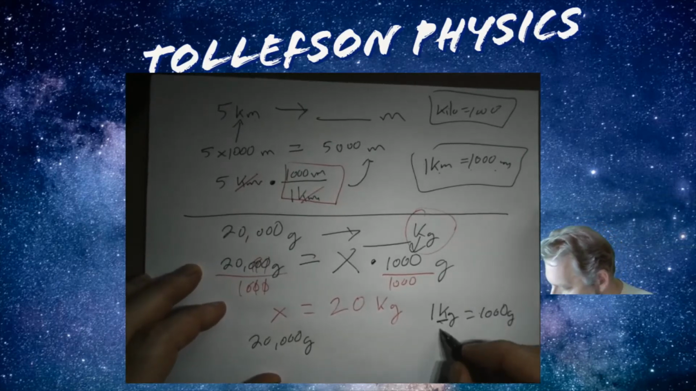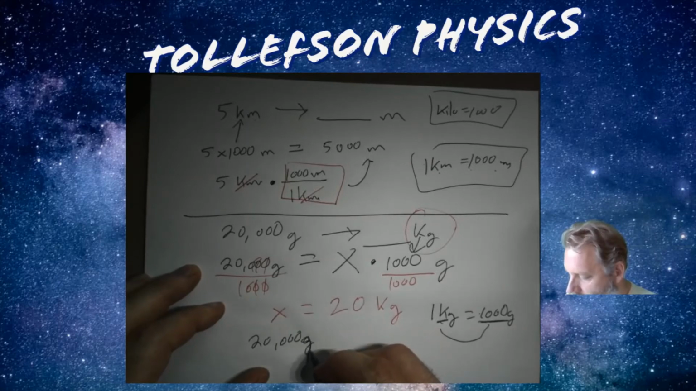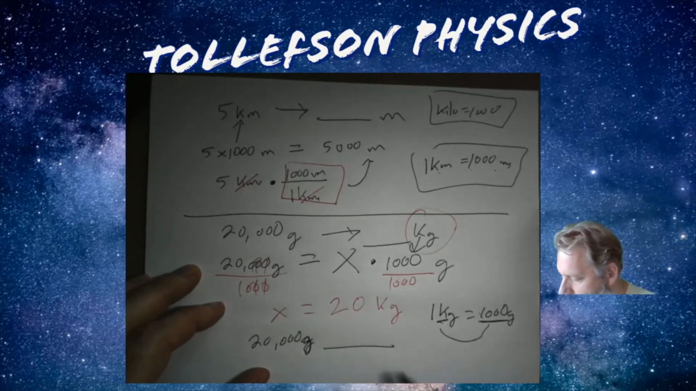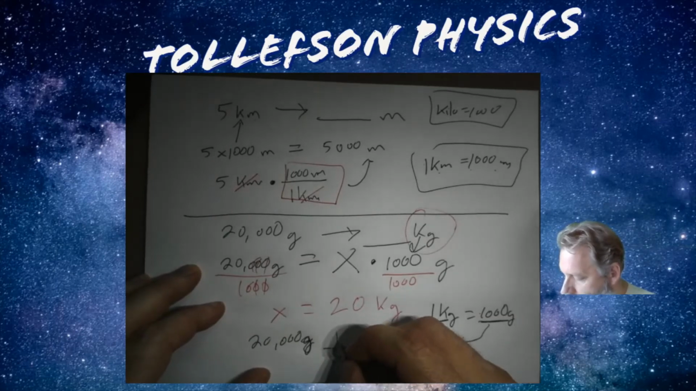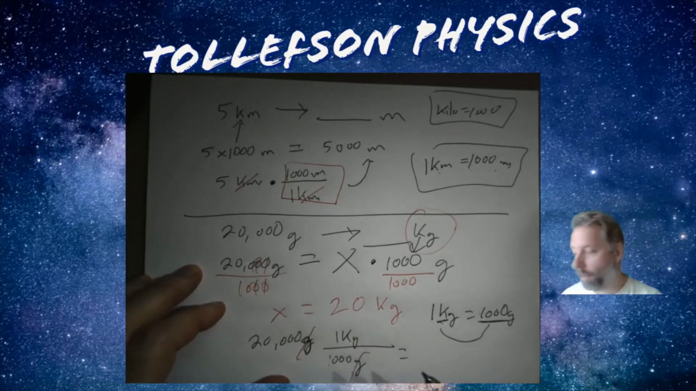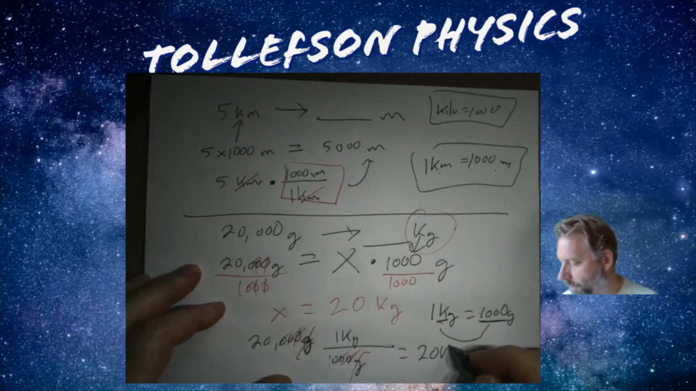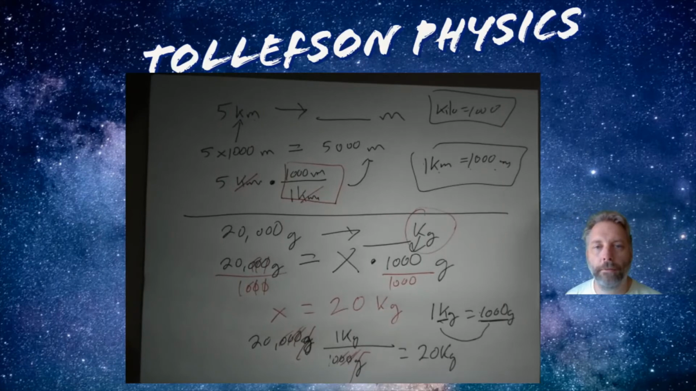Because K means 1,000. So in this case, I want to get rid of grams. So I'm going to put the gram part of this on the bottom. And that equals 1 kilogram. And so grams cancel out. That's what we want. And so 1, 2, 3 zeros, 1, 2, 3 zeros. And of course, I end up with the same answer.